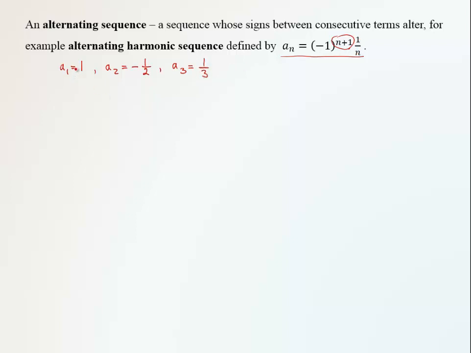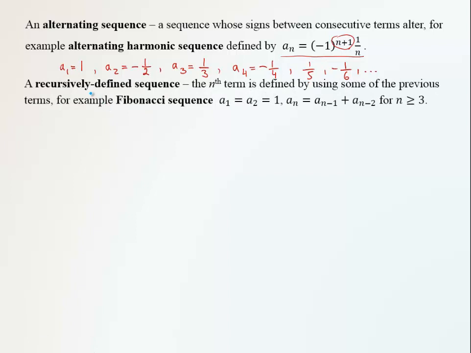So as you see, the sign changes from positive to negative, and the next one will be obviously negative, because the parity of the exponent changes, and the sign really depends on the parity of the exponent of -1. So it's negative, and since n is 4, it's just 1/4. And we know that the next one will be 1/5, and the following one -1/6, and so on and so on. So that's alternating harmonic sequence.